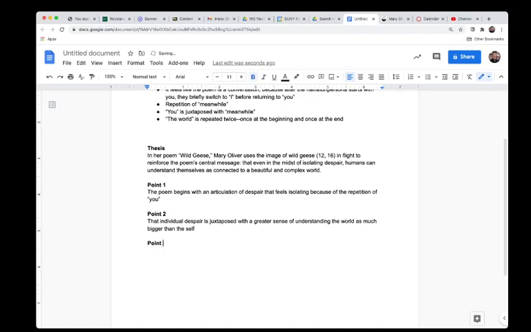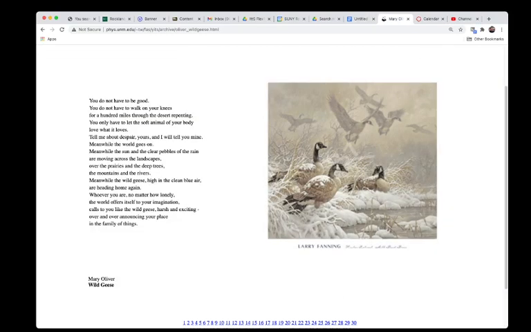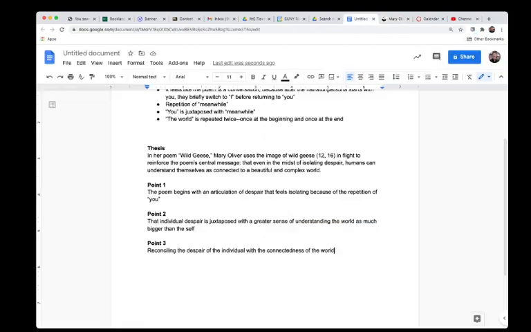Point three is going to be about reconciling the despair of the individual with the connectedness of the world. And what I mean by that is, here at the end, no matter how lonely you are, the whole world is there connected to you. You just need to perceive that. That's what I mean by reconciling the despair of the individual, the continuation of the world, right? That's how we reconcile those at the end of the poem.